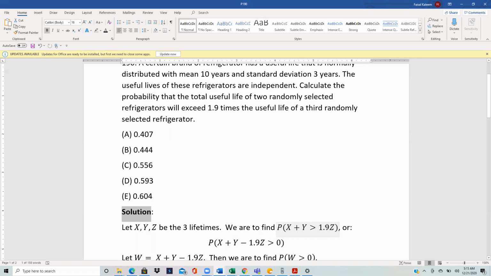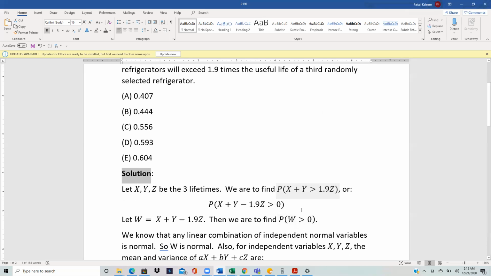And if you bring everything over to the left side, as you will soon see why, you get probability X plus Y minus 1.9 Z is greater than 0. And the reason why we brought it over is that we want to call this X plus Y minus 1.9 Z as a single variable. So let's call it W. And that would mean that we have to find probability W greater than 0. So this is the way that we can handle this.